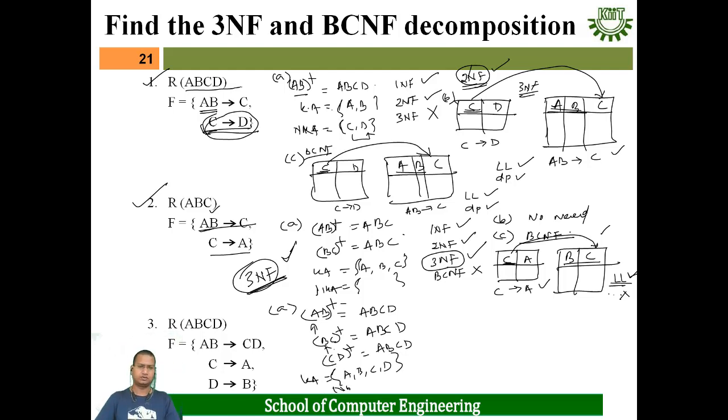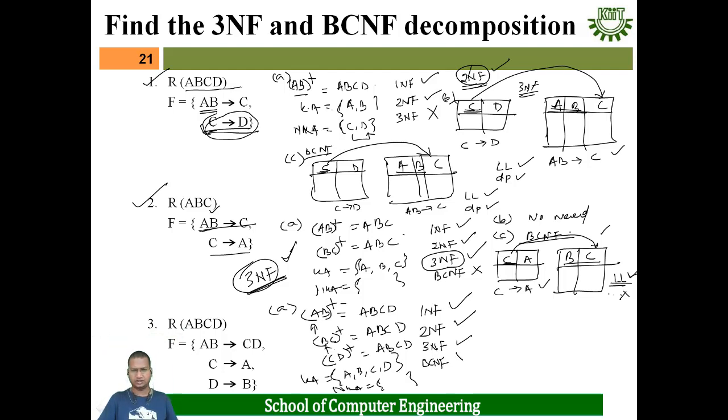What are the non-key attributes? Non-key attributes are not present in this case. Okay, then what will be the highest normal form? It will be in 1NF. In case of 2NF, is partial dependency present? No, partial dependency is not present. It is in 2NF. 3NF, is transitive dependency present? No, then it is in 3NF. BCNF, it is not in BCNF.